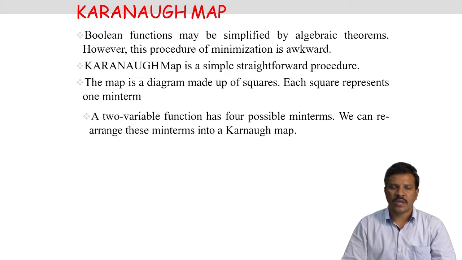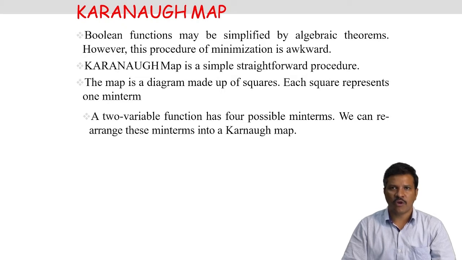So in order to avoid those confusions and awkwardness, we can go with the Karnaugh map. The scientist Karnaugh created this map for minimizing the Boolean function. It is the simplest and a straightforward procedure. We can see now why it is straightforward and very easy to implement for a complex function.